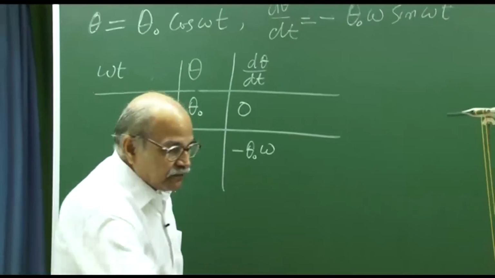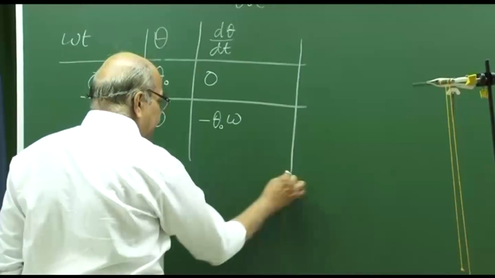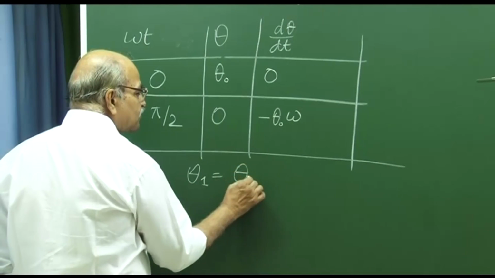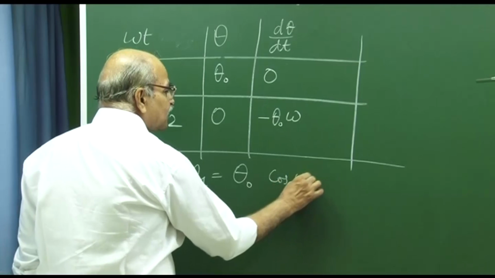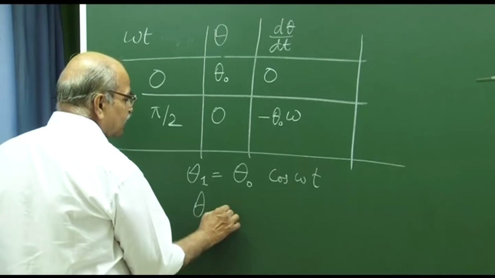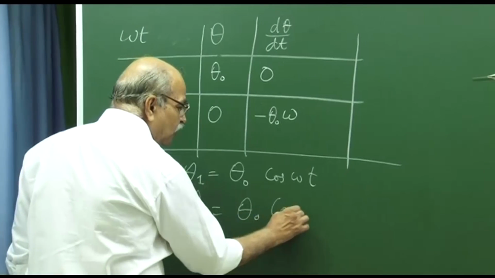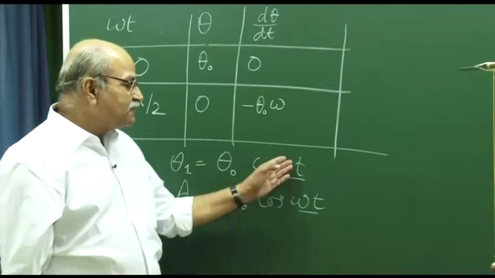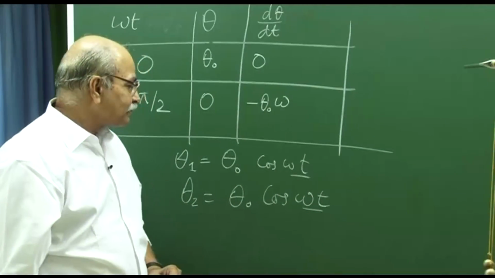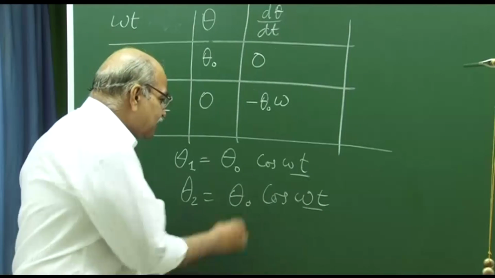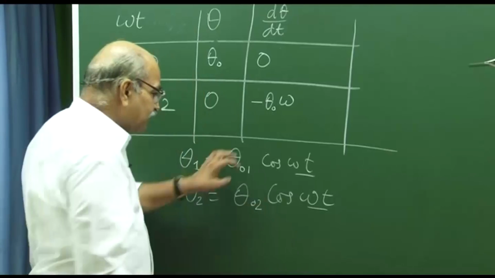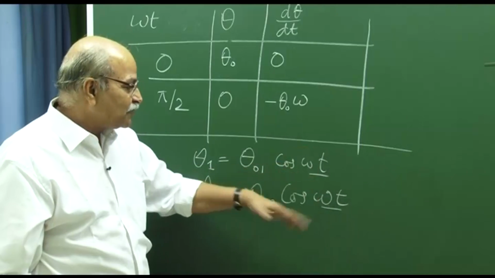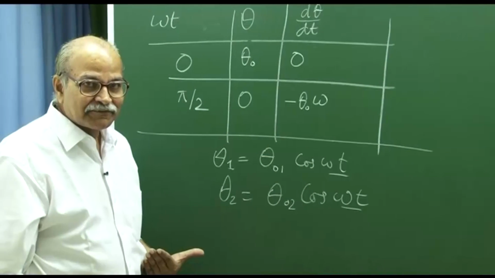So we say that for the first pendulum, theta 1 is equal to theta naught cos omega t, and for the second pendulum theta 2 is also theta naught cos omega t. So this phase and this phase, they are same, phase difference is 0. If the amplitudes are different, this will be theta 01, theta 02, different amplitudes possible, but still they will be in phase. They will be called in phase if they are going together and coming back together.